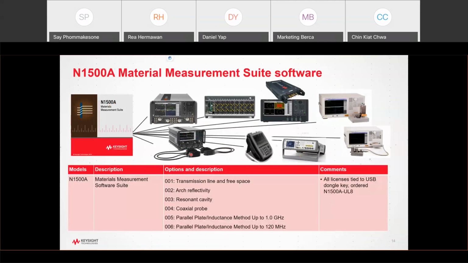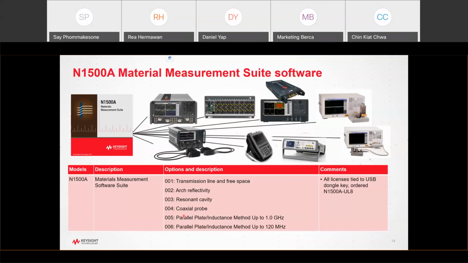And so you need to choose the appropriate instrument. We also have a new USB streamline, which we call a level analyzer, which is really small, can go anywhere, and weighs less than maybe 10 kilograms. We have five different measurement methods as listed here: transmission line and free space, arc refractive, resonant cavity, coaxial probe, which is probably more appropriate for bioengineering. And then the last is called the parallel plate method.